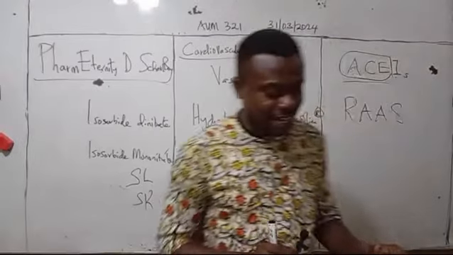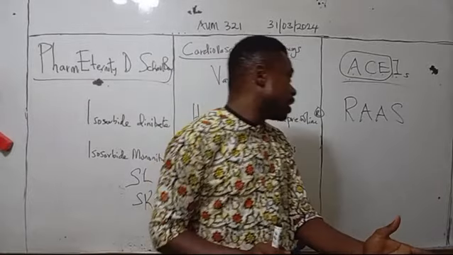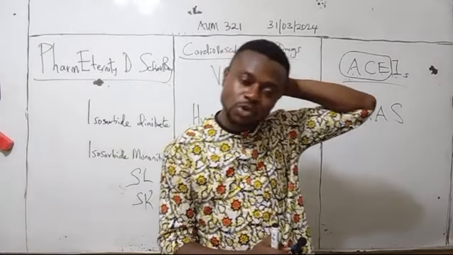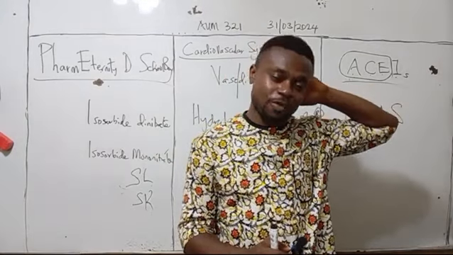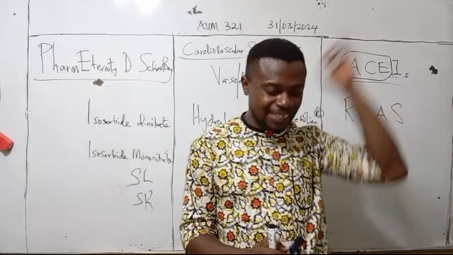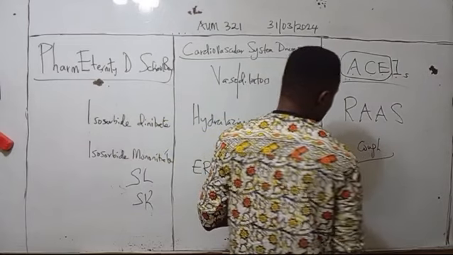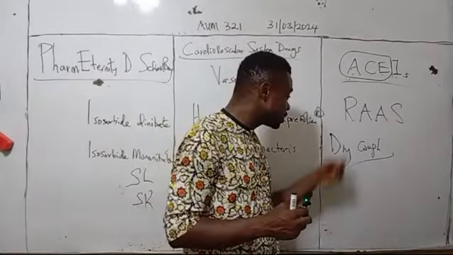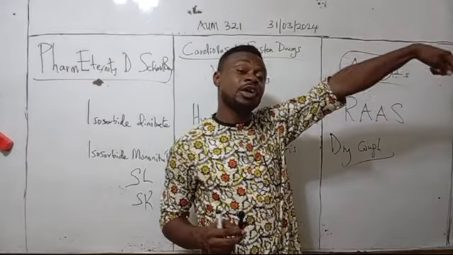Some examples of this, the one that is common here, benazepril, we have enalapril, enalapril plus hydrochlorothiazide, and others in combination. These are all angiotensin converting enzyme inhibitors.